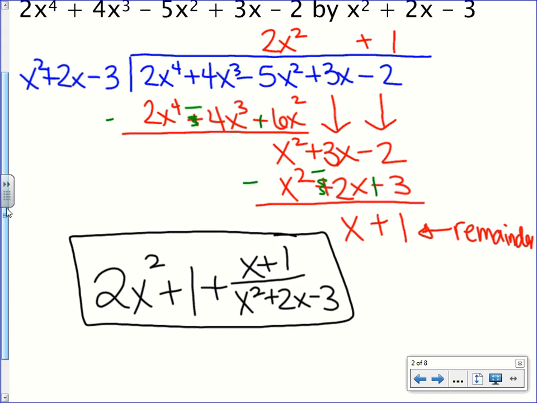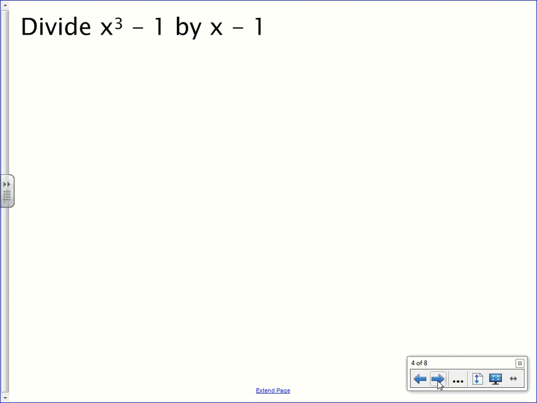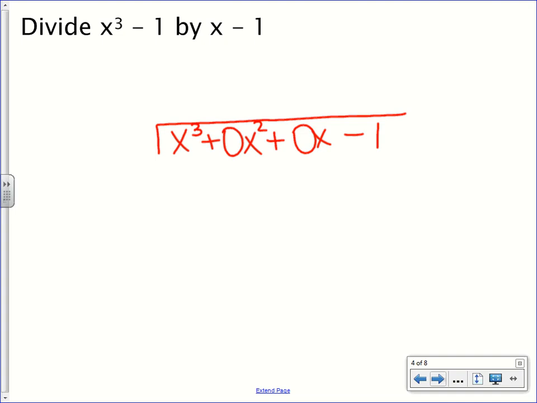Now, one warning I have for you is that when you do division and you are missing terms, you need to replace those with zeros. So if I were to divide x cubed minus 1 by x minus 1, when we put our dividend under the division bar, we need x cubed plus 0x squared plus 0x minus 1. You need those zeros there. And then we're going to divide by x minus 1.